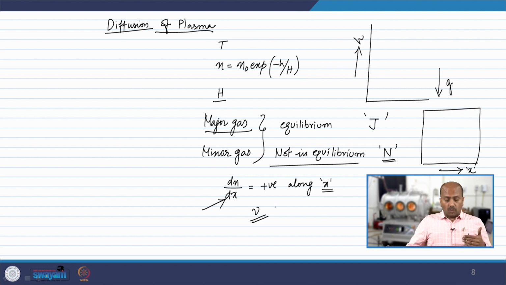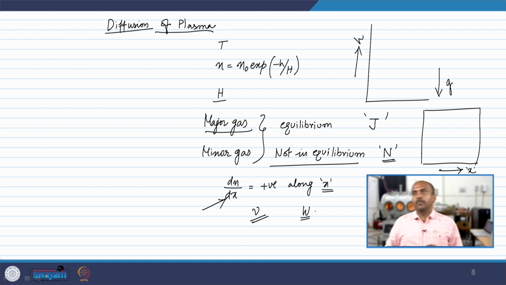As a result of these collisions, the minor gas particles are given an average velocity, also called the average drift velocity, which is W. If there are no collisions, things are different, but collisions will not make all the minor gas particles move in the original direction. They will collide, alter their direction, and move with a different velocity, and so on. But a net drift velocity is attributed, which is called W.